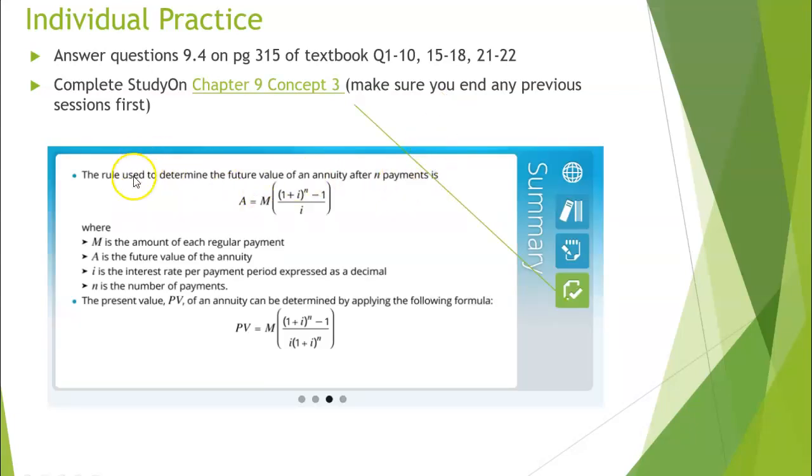So this is like Concept 3. Here's our future value and present value. Remember that when you're doing the study on, you're looking for a little page with the green tick. So have a go at doing these questions from the textbook and then Concept 3. And then when you finish that, come back and check your answers.